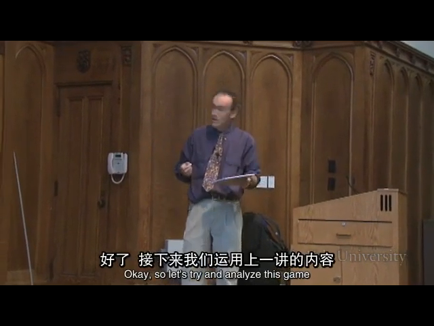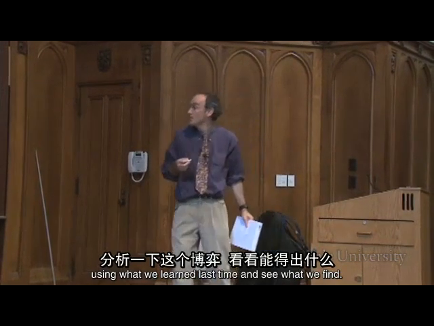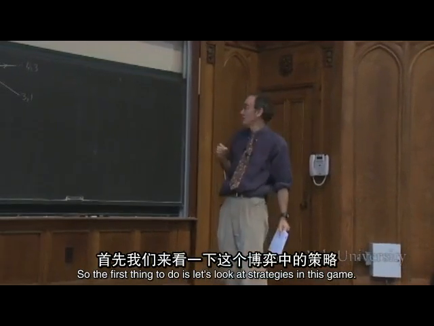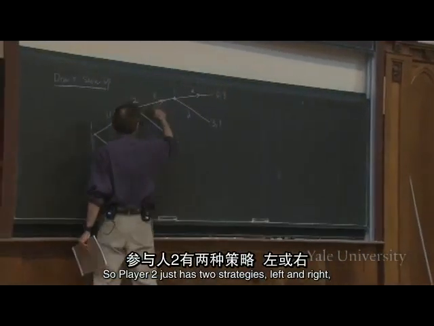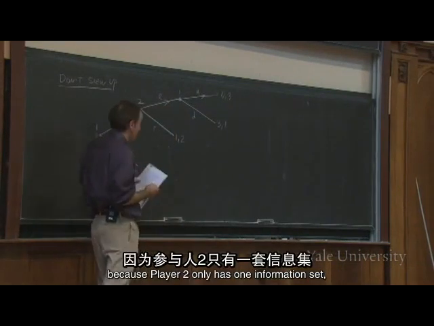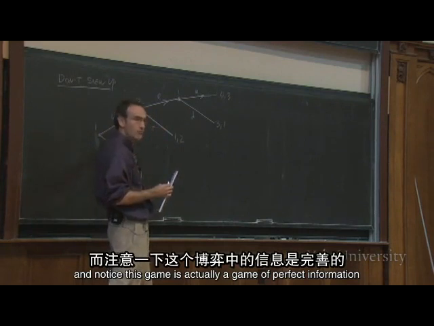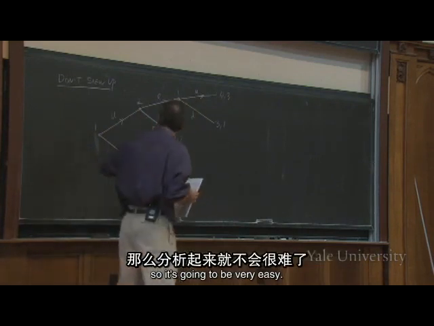Okay, so let's try and analyze this game using what we learnt last time and see what we find. So the first thing to do is let's look at strategies in this game. So player 2 just has 2 strategies, left and right, because player 2 only has 1 information set. And notice, this game is actually a game of perfect information. Right? This game is a game of perfect information, so it's going to be very easy.